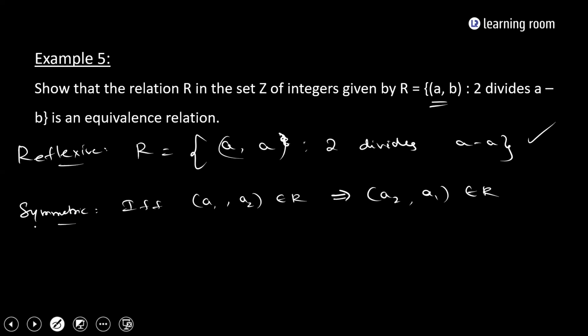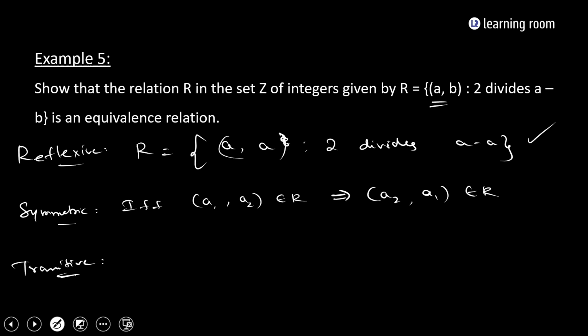What about transitive? So does it matter from what set the numbers come from? A negative multiple is also valid for any set. In this problem, it is applicable because they told us 2 divides a minus b.